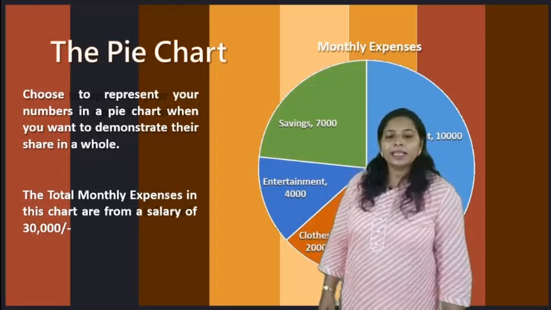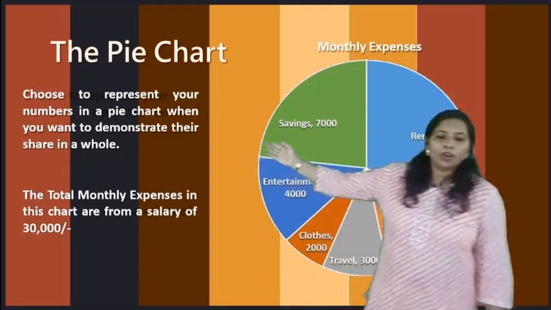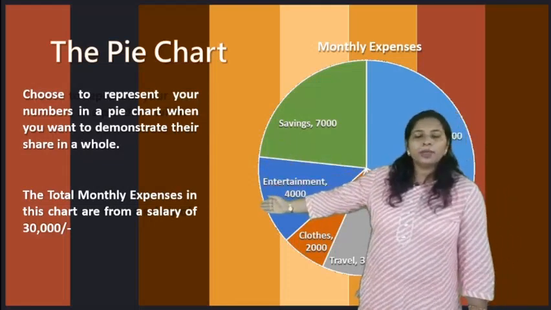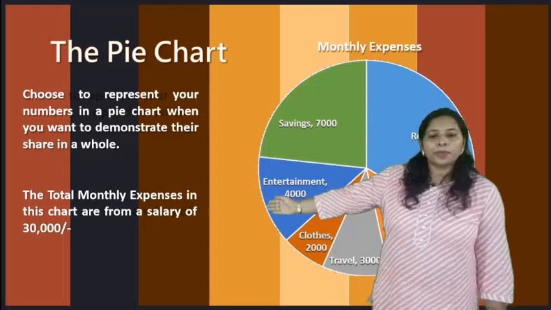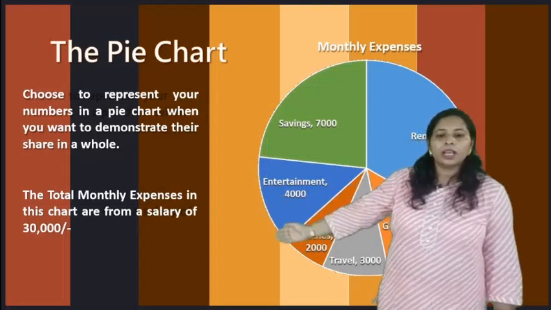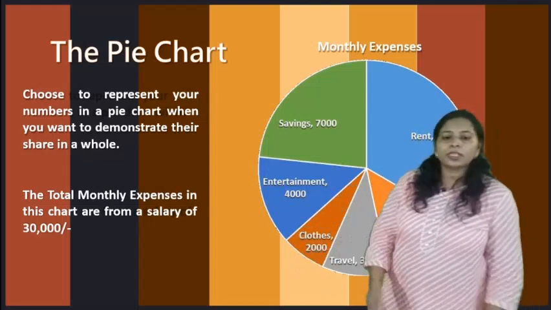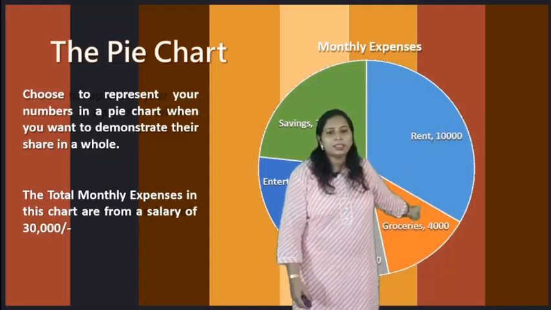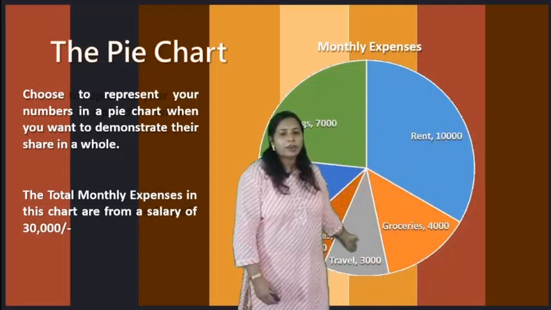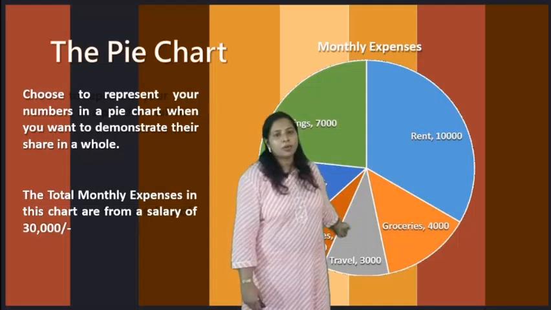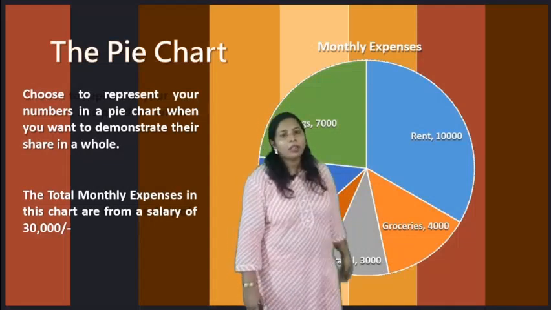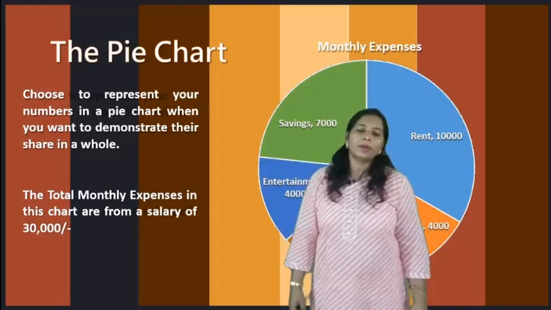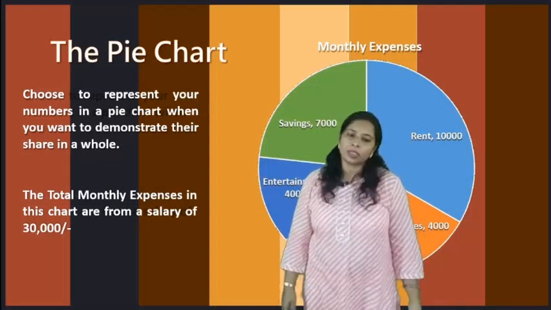You can see in this figure that the saving of a person is 7,000. In entertainment the person's expense is 4,000, in clothes it's 2,000, in rent it's 10,000, in groceries it's 4,000, and in travel it's 3,000. After adding all these types of expenses, the total expense of the person is 30,000.